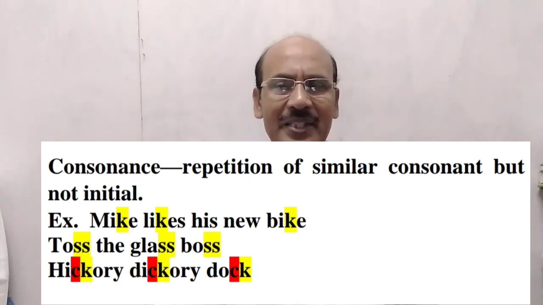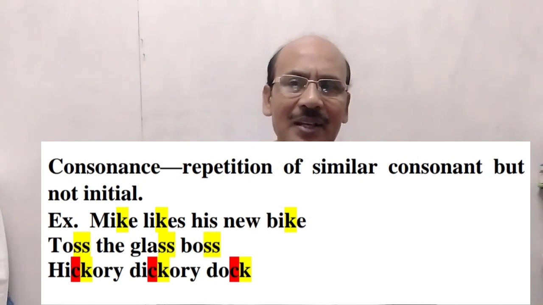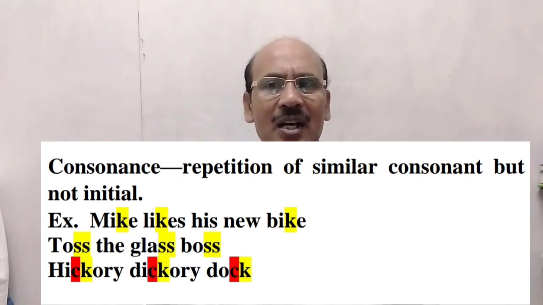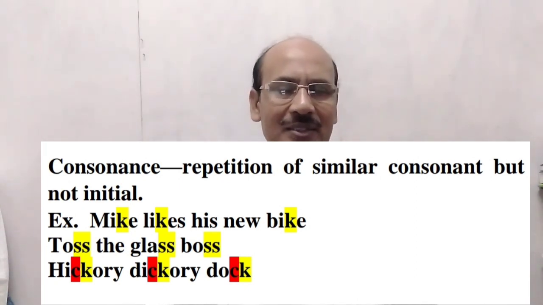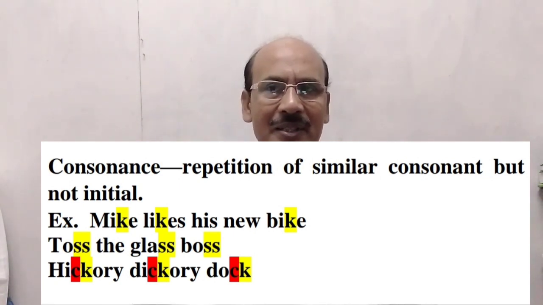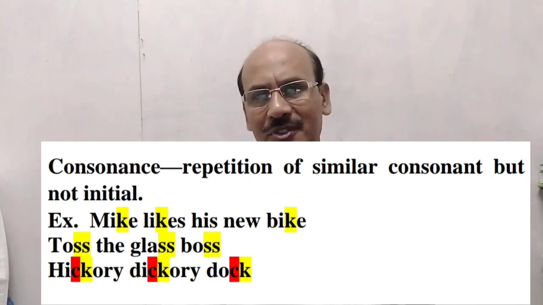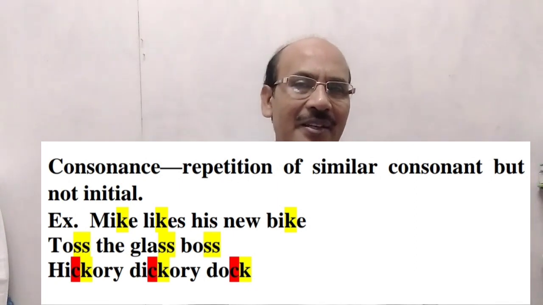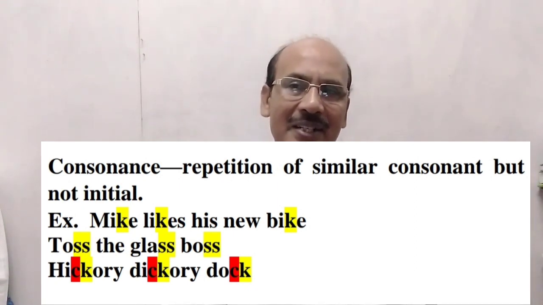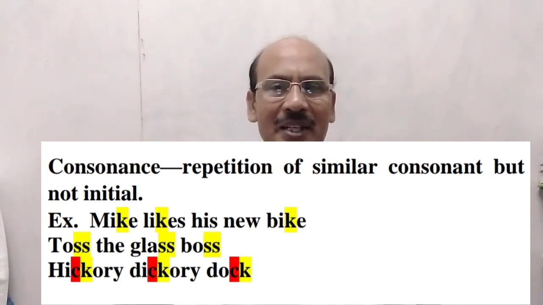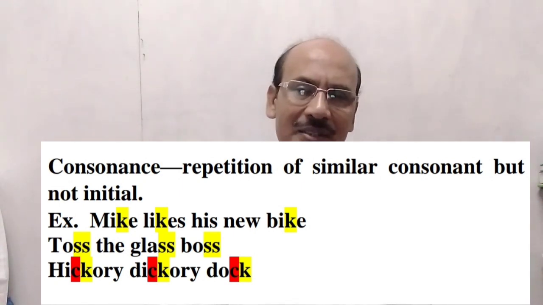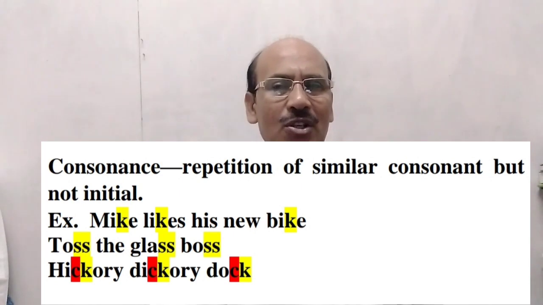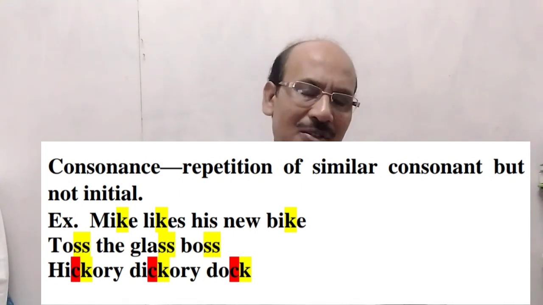Mike likes his new bike. The letter K is repeated. Another sentence: toss the glass, boss. Double S is repeated. Hickory dickory dock. Here we see K sound is repeated. The letter K is repeated in all three words. Hickory dickory dock. Again, the letter C is also repeated in all three words.